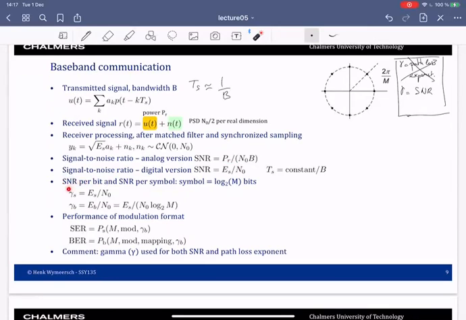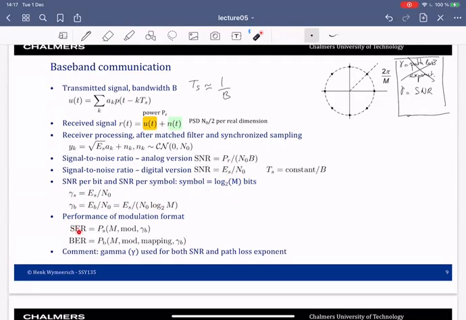As we've seen in the first lecture, there are two notions of SNR, SNR per bit and SNR per symbol, where each symbol carries a number of bits, right? So if you have an 8-point constellation, each symbol carries 3 bits. Gamma_s will denote the SNR per symbol, so Es over N0. Gamma_b is the SNR per bit, so it's the SNR per symbol divided by the number of bits per symbol.